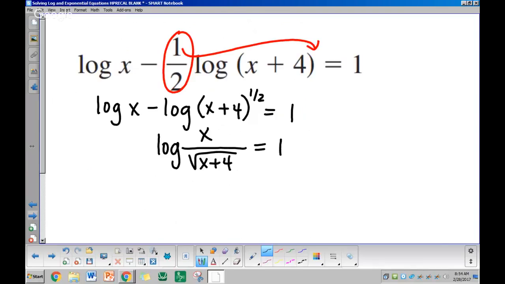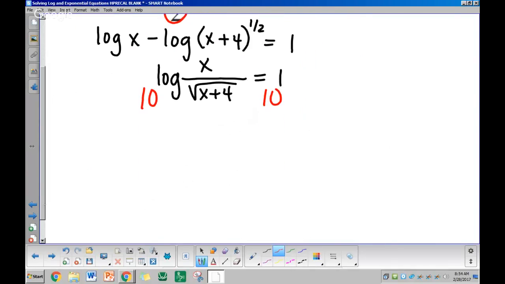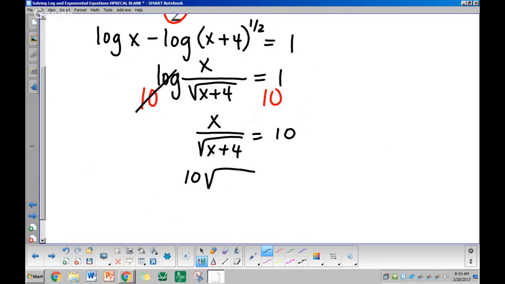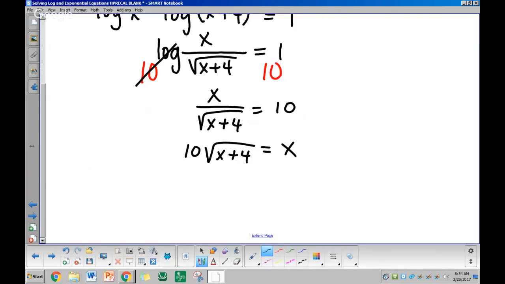And this is log base 10, right? So when I exponentiate, it's going to be 10 to the. Then these cancel because they're inverse operations. X over the square root of x plus 4 equals 10. How do we solve this? We're going to cross multiply. This is 10 root x plus 4 equals x. I'm probably going to just square it here. Can you square both sides?